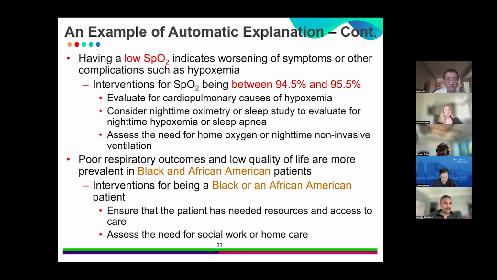The third factor says that the patient is Black or African American. And it's known that among those patients, they are likely to have poor respiratory outcomes and low quality of life. And the pre-compiled interventions that can be used to address this reason include ensuring that the patient has needed resources and access to care. And we can assess the patient's need for social work or home care.